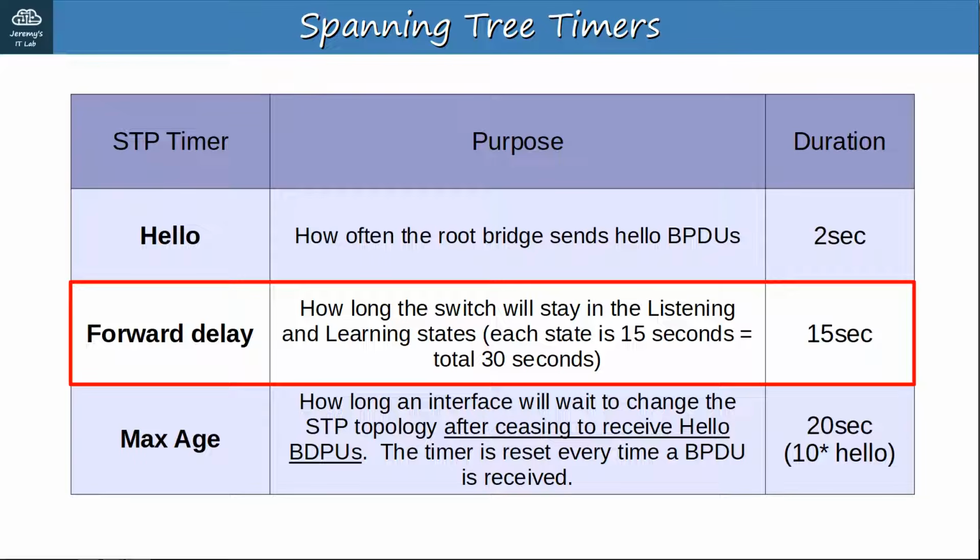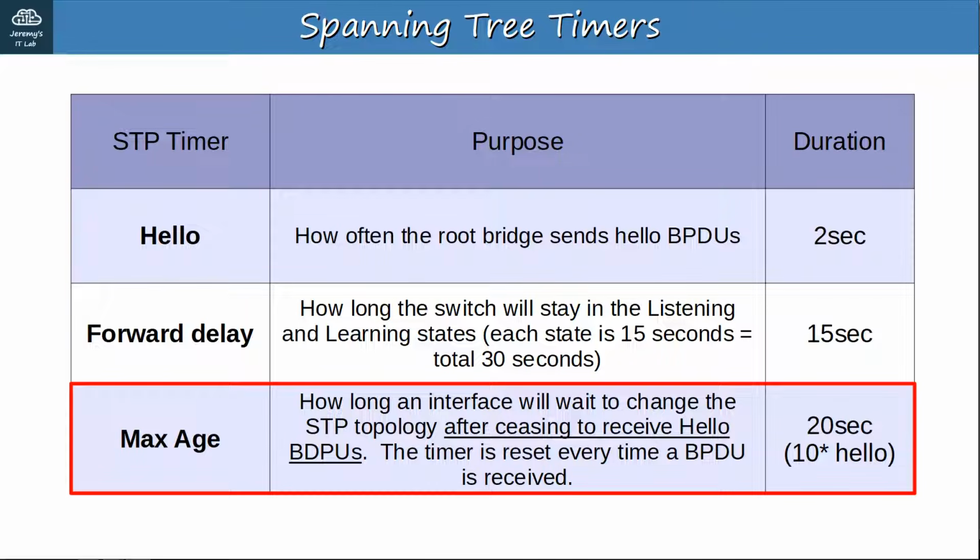Next up, the forward delay timer. This is the length of the listening and learning transitional states that a port goes through when it moves to forwarding. Note that this is the length of each of the states, not the total length of both combined. So with the default forward delay timer of 15 seconds, it takes a total of 30 seconds for the switch port to move through both states and forward traffic.